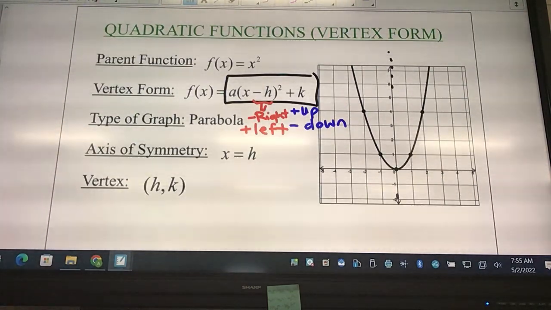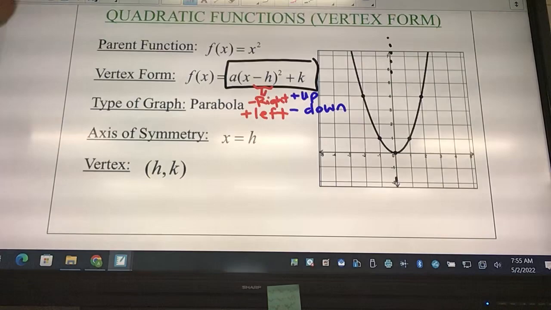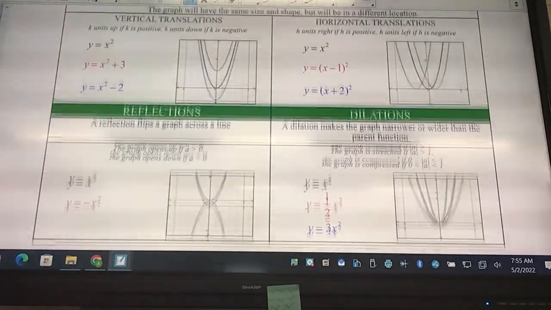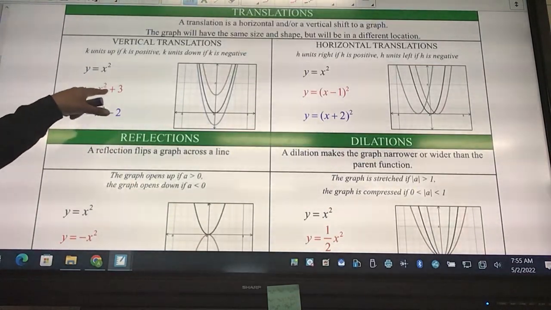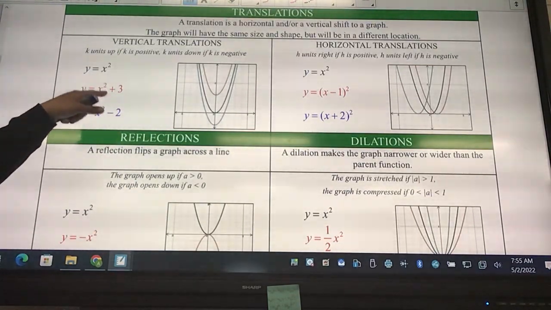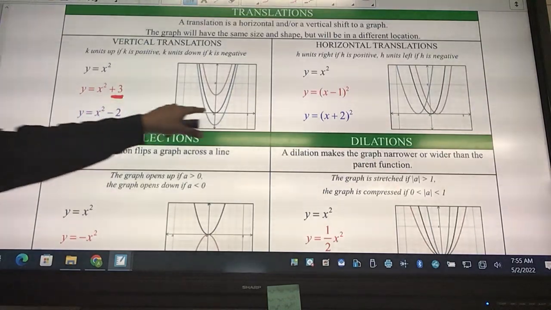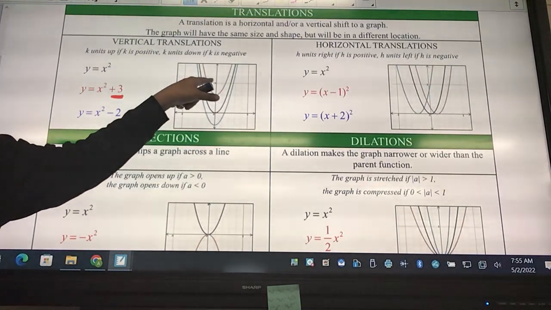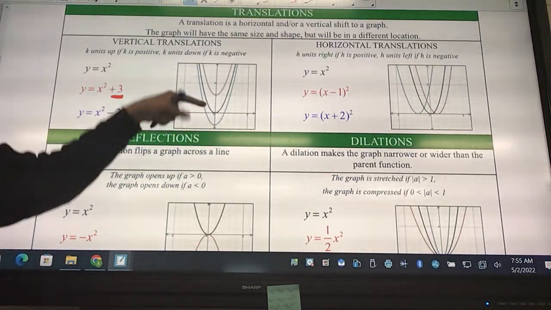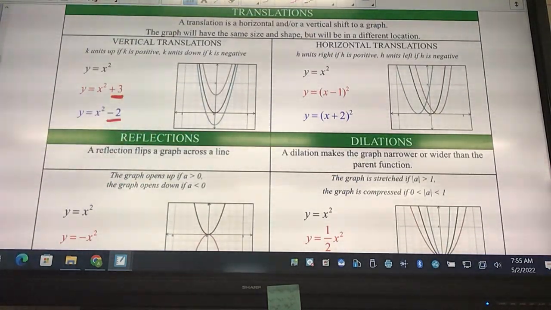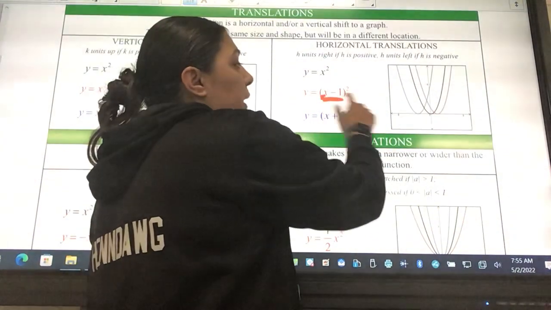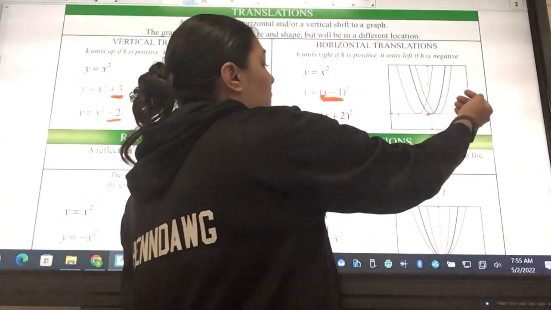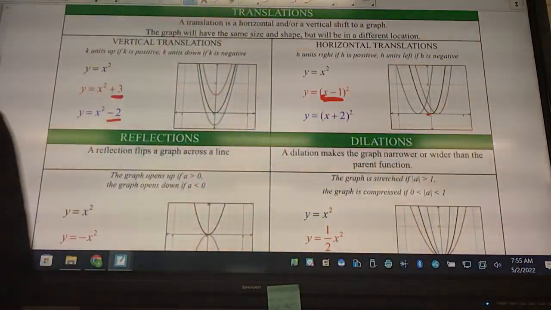Okay, let's look at some of these. See how this is on the outside? It's not in the parentheses. Look at the 3. This black one is our mommy and daddy function. See how it just shifted up 3? Well, it said minus 2, and so the blue one went down 2. If it's on the inside, this black one is our mommy and daddy. So essentially we went over 1, or we went over 2. That's what we're doing today.